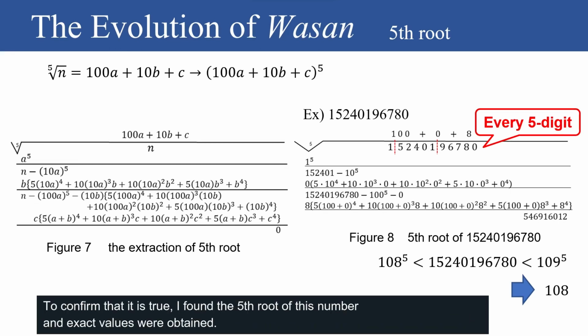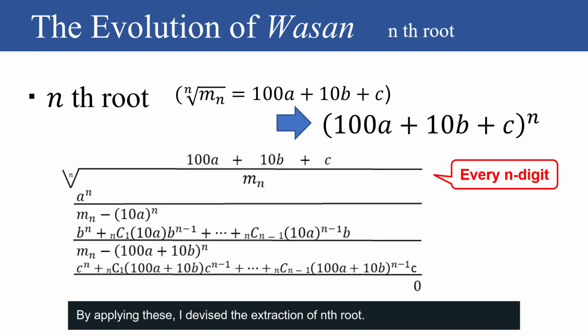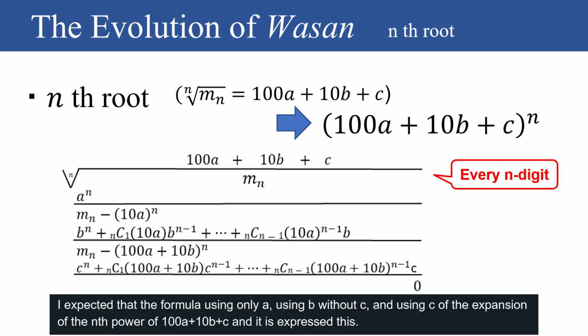To confirm that it is true, I found the fifth root of this number and the exact values were obtained. We also conducted it for the seventh root and the exact values were obtained. By applying this, I devised the extraction of nth root. I expressed the formula using only a, using b without c, and using c of the expansion of the nth power of 100a plus 10b plus c, and it is expressed like this.